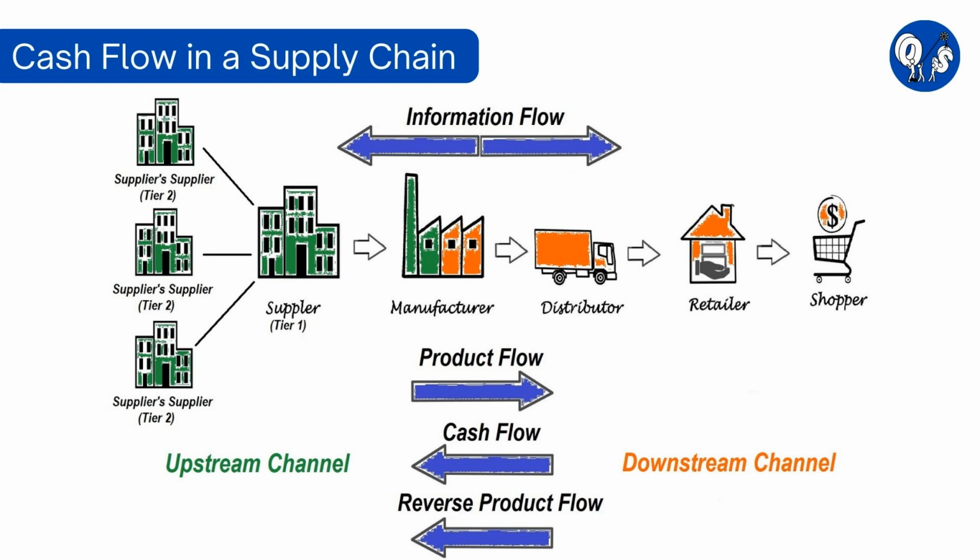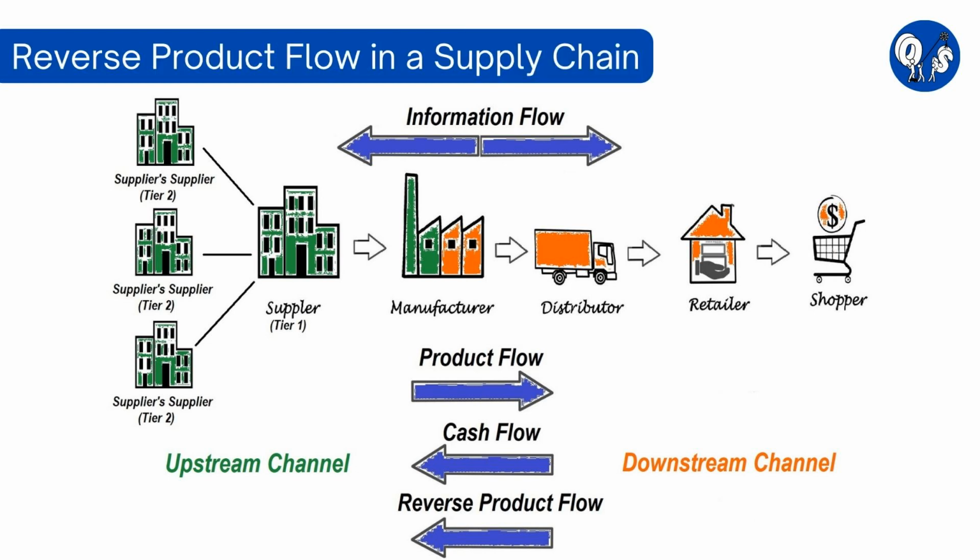For example, the retailer needs to pay the distributor for the goods they have received from them. Similarly, the distributor has to pay the manufacturer, and the manufacturer has to pay its suppliers. This is how money travels from downstream to upstream.